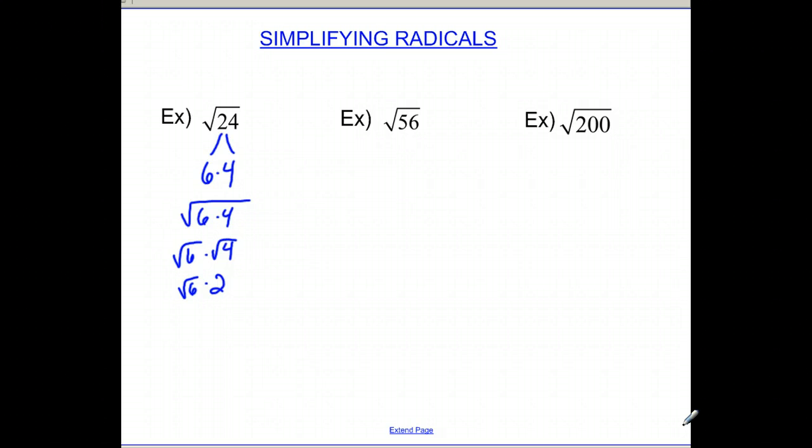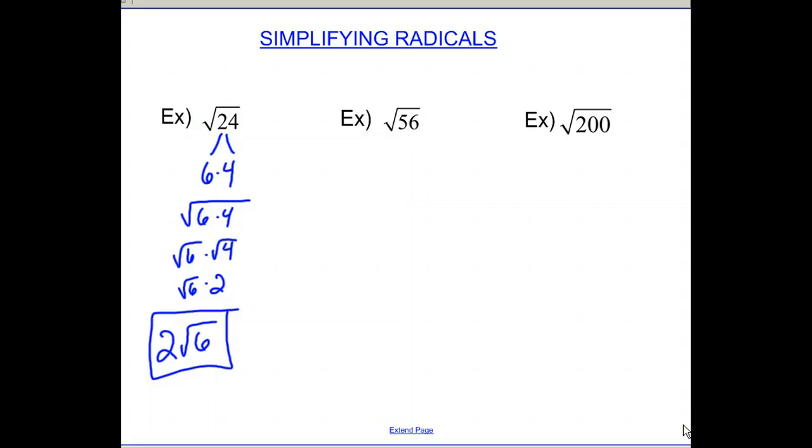Now the square root of 6, the only thing I can break it down to is 6 and 1 or 3 and 2. Neither of those are going to give me a nice answer. It's not going to help me break it down any further. So this square root of 24 is now simplified to 2 square root 6. That is a simplified radical. That's considered simplified from root 24.